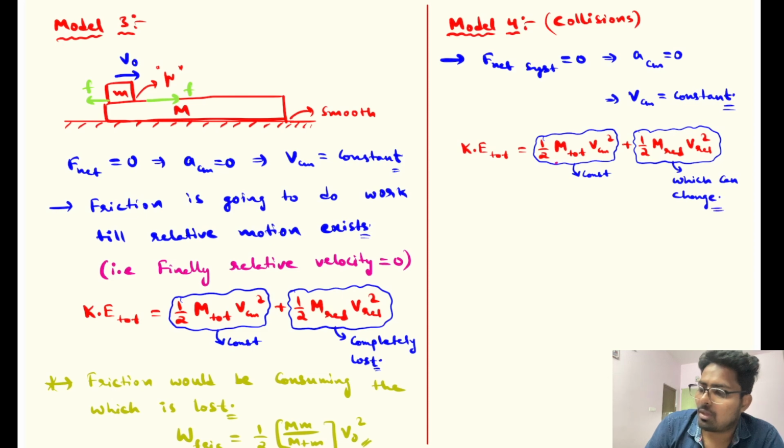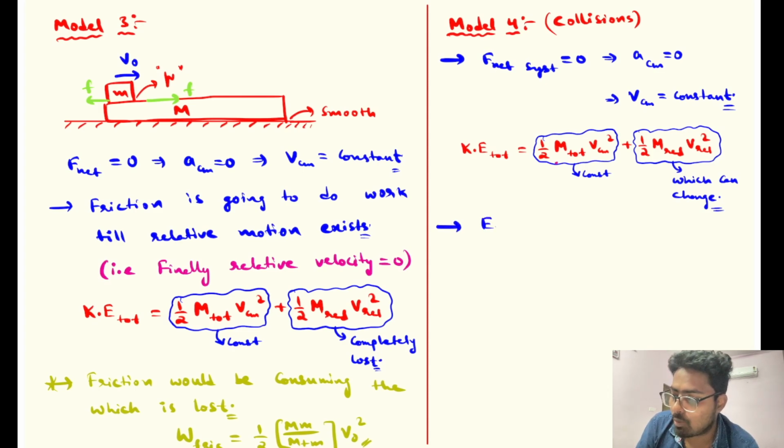So let's say in collisions, we know that we have different types of collisions, right? Elastic, inelastic, perfectly inelastic, all these things. In all those cases, net force acting on the system is 0, so momentum should be conserved and the velocity of center of mass should remain constant. So the energy that will be lost because of collision can be given within one step.